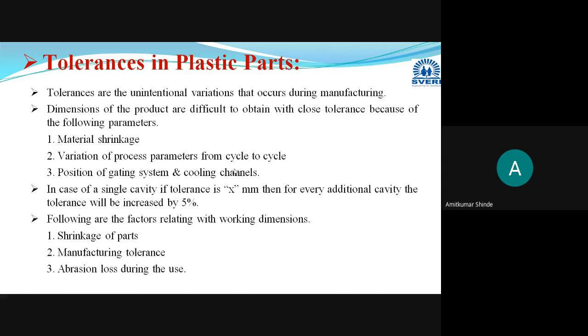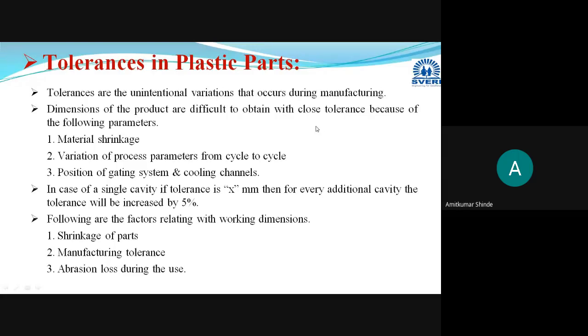Whichever changes are occurring here, these are unintentional changes. Due to some changes in the process parameters, or due to different gating systems or cooling channels, or due to the material shrinkage, these occur unintentionally. These are not provided by the manufacturer, they will automatically occur. And you provide a certain value, and products can be accepted within that range, that will be termed as the tolerance. In short, tolerances are unintentional variations that occur during manufacturing.